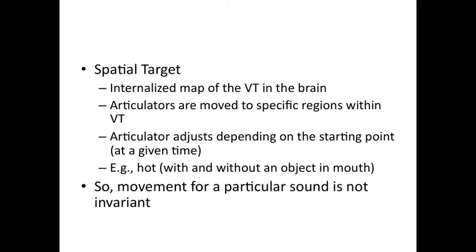So what is a spatial target? What does space mean? Spatial means space. You are talking about how to meet targets in space. So in order to produce speech sounds, our spatial targets are going to be in our vocal tract, because we are moving our articulators within our mouth to a certain spatial location to be able to produce a certain speech sound. Agreed? According to the spatial target model, there is an internalized map of the vocal tract, VT meaning vocal tract, in the brain.